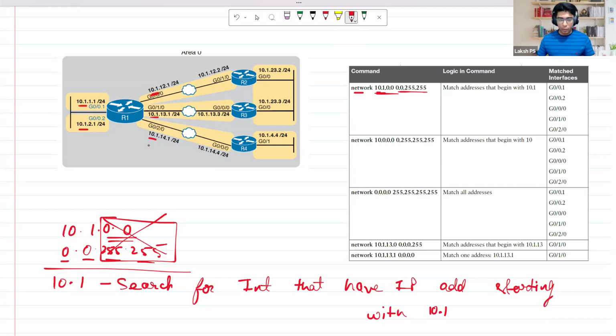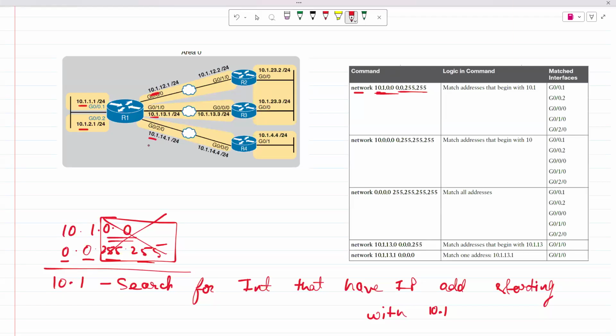Before I move on, are you guys with me till here? Any question? Saugata, are you clear with this? Yes, it's clear till now.